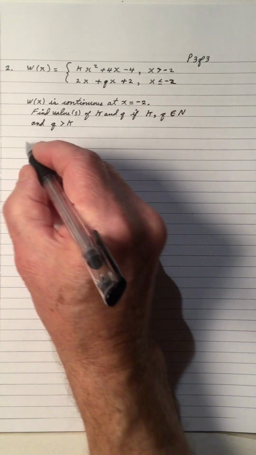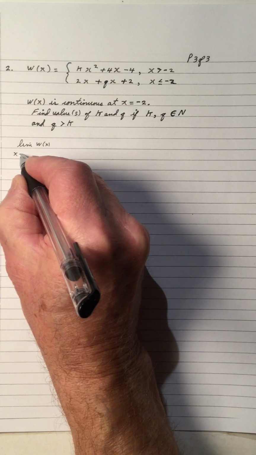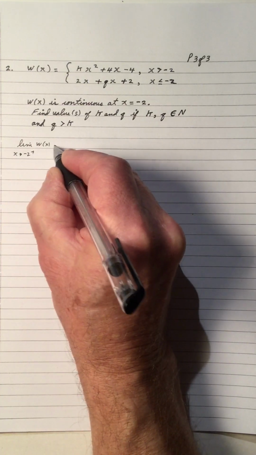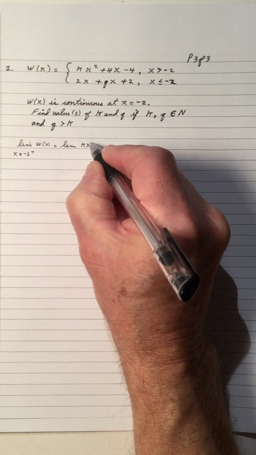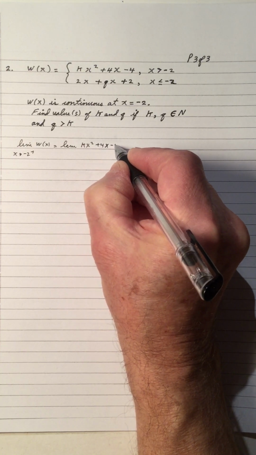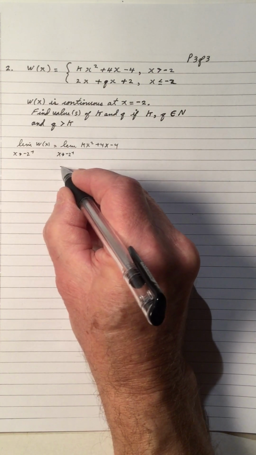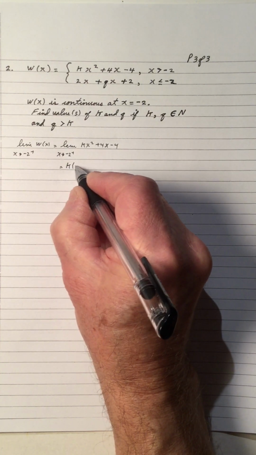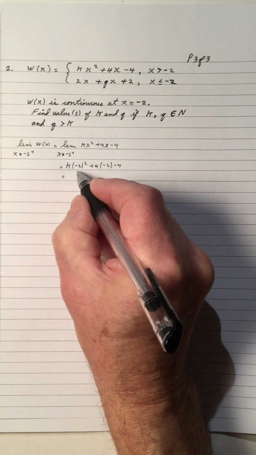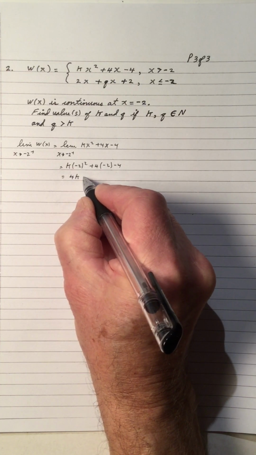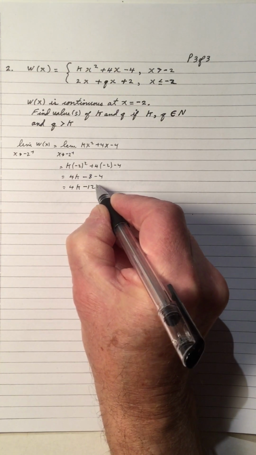So if it's continuous at -2, that means the limit of W(x) as x approaches -2 on the right side. On the right side is this one. So we've got kx² + 4x - 4 as x approaches -2 from the right, and we put -2 in for x. That gives us 4k - 8 - 4, so 4k - 12.